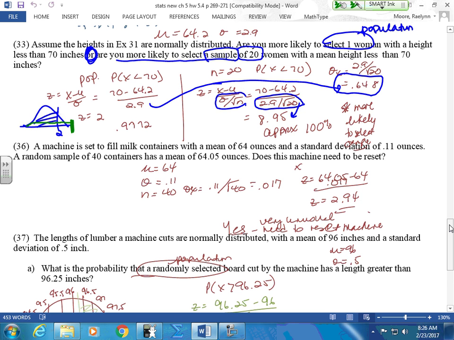The area to the left now is approximately 100. To select this sample, pretty much you're right on target. You have almost 100% probability that you will select a sample who is less than 70 from your sample. So I had a far better chance of selecting my sample.